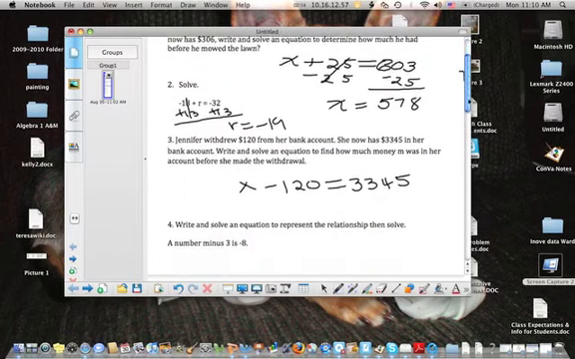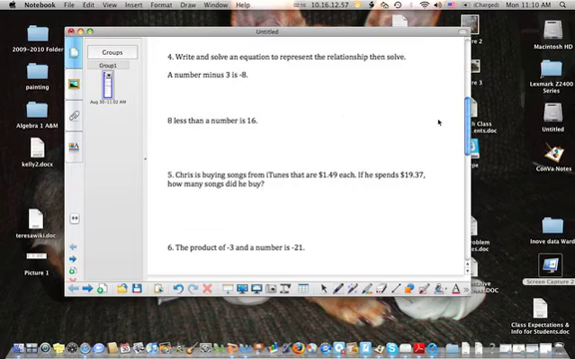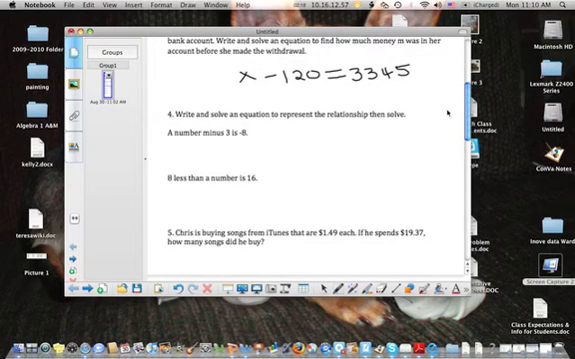Let me see if I can move that down a little bit. If we add 120 to both sides, that's going to give our total to be $3,465. So basically what you're trying to do when you work these out is you're reading the problem and seeing if you can translate.